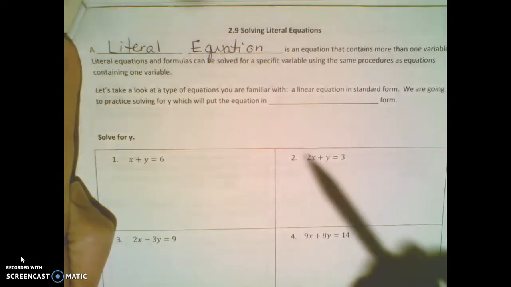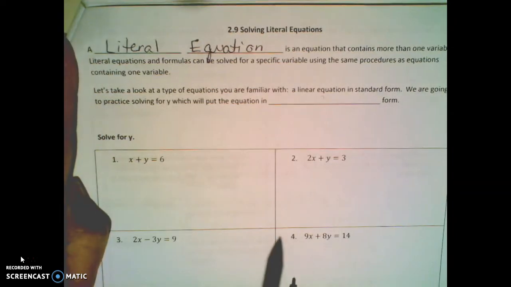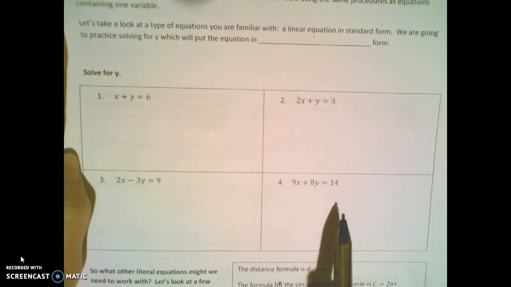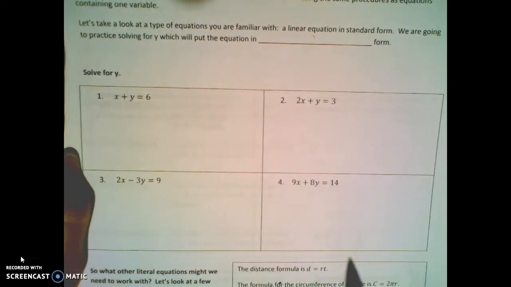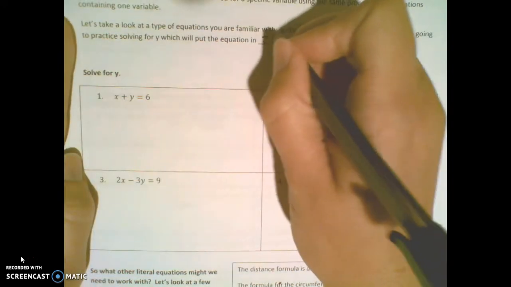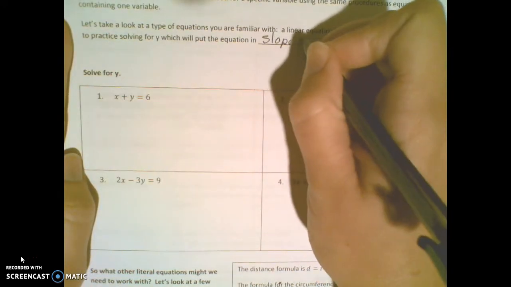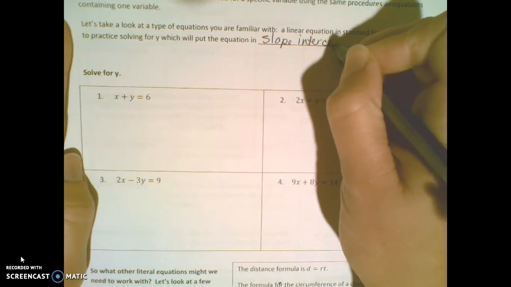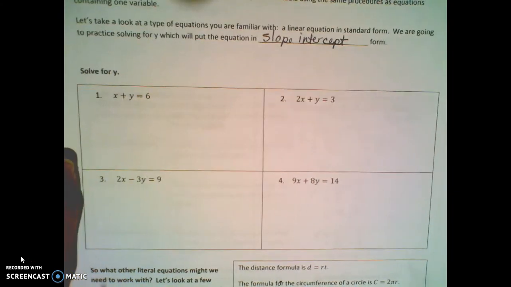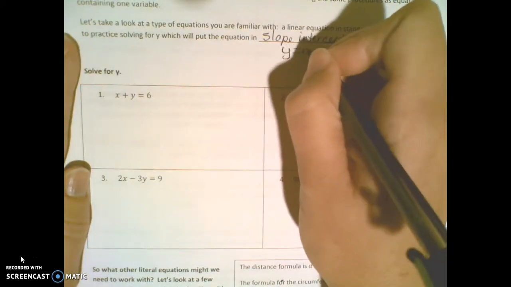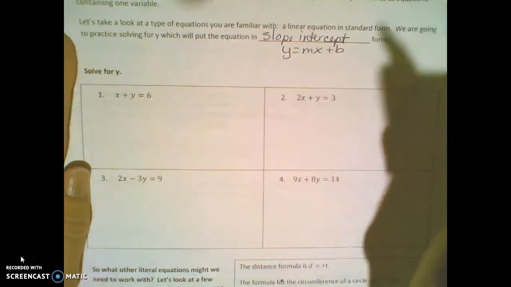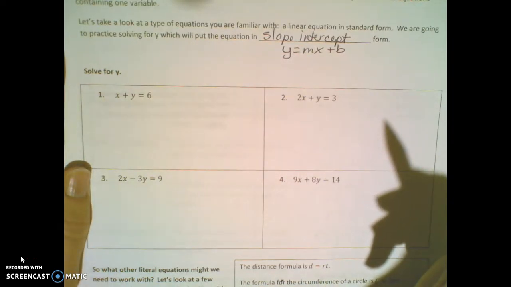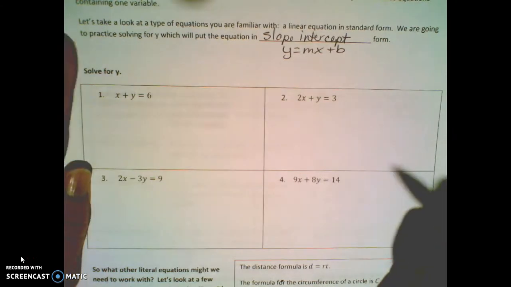So we're going to look at some equations in standard form. These are the ones that when you graph them, you would usually graph them using their x and y intercepts. And we're going to put them in slope-intercept form, which is super useful because it makes it really easy to graph it and see what its slope is, see what its y-intercept is. Gives you good information. Slope-intercept form is y equals mx plus b, where x and y are variables, m is the slope and b is the y-intercept.